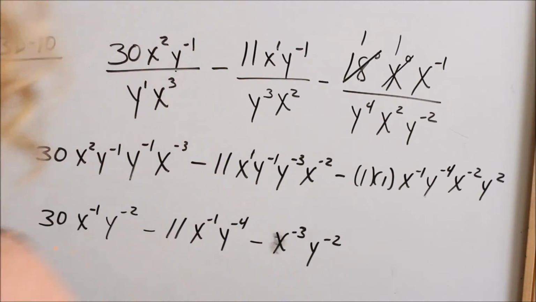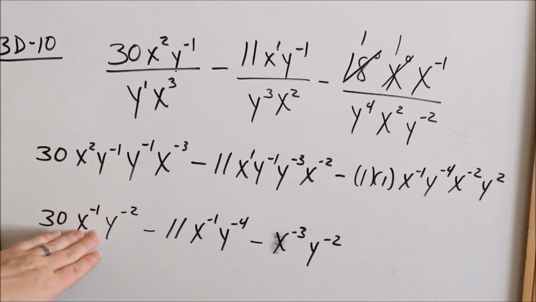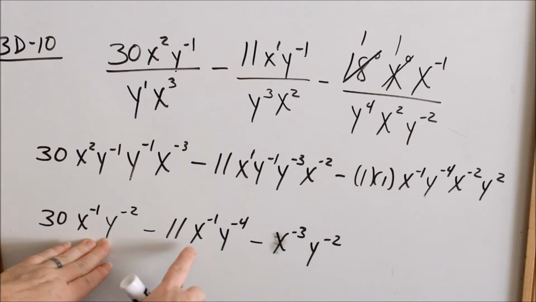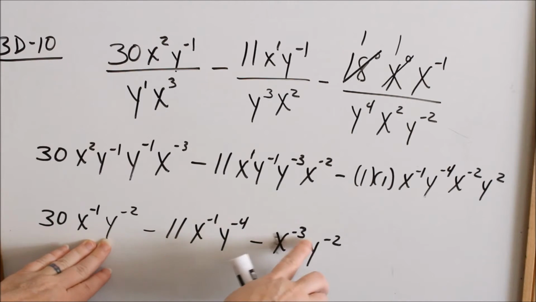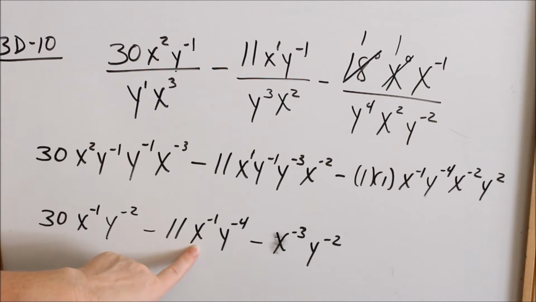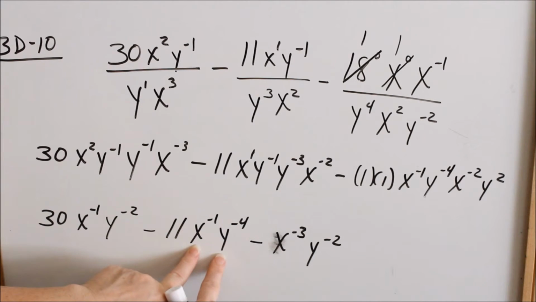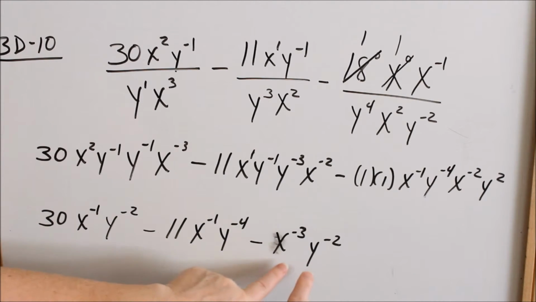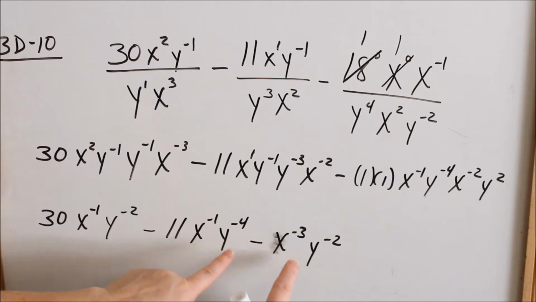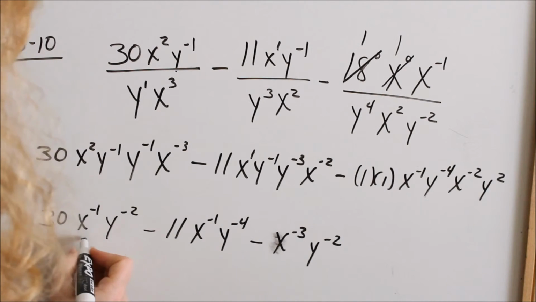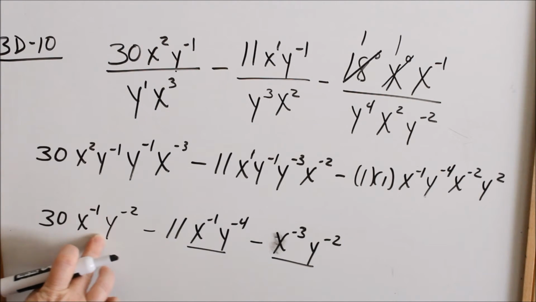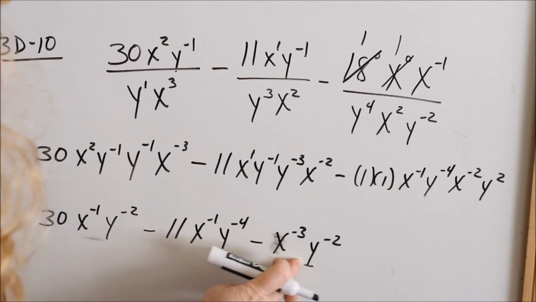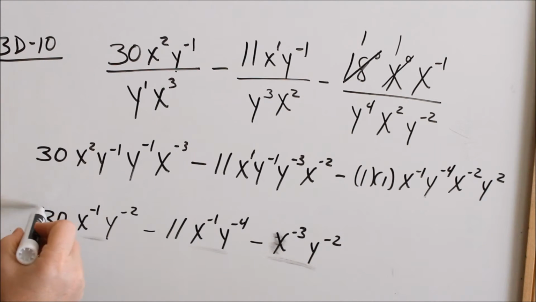Now you look to see, is anything exactly alike? We have x to the negative 1, y to the negative 2. Are any of these other ones x to the negative 1, y to the negative 2? No. X to the negative 1, y to the negative 4. Are any of these other ones x to the negative 1, y to the negative 4? No. There's nothing that matches this exactly either. None of these terms are exactly alike. Remember, the letters have to be exactly alike with the exponents. None are exactly alike. So this is your final answer.